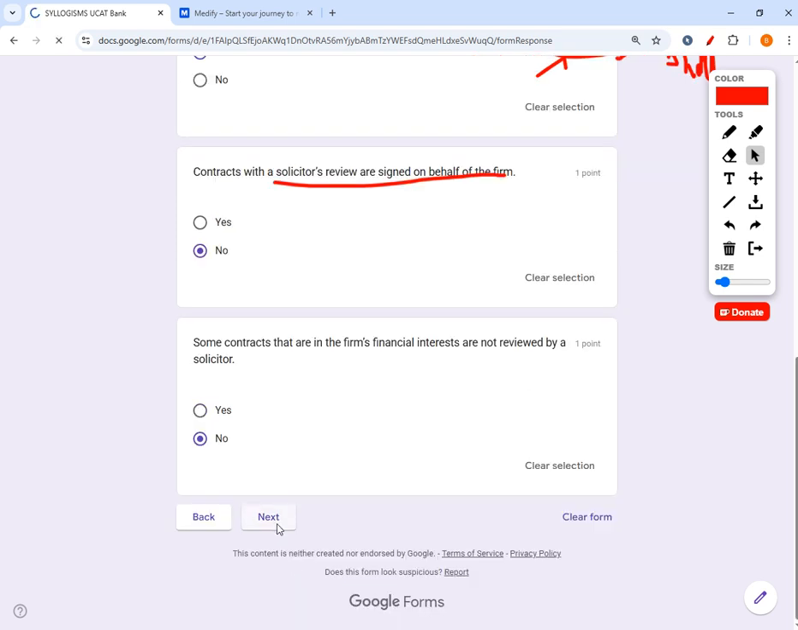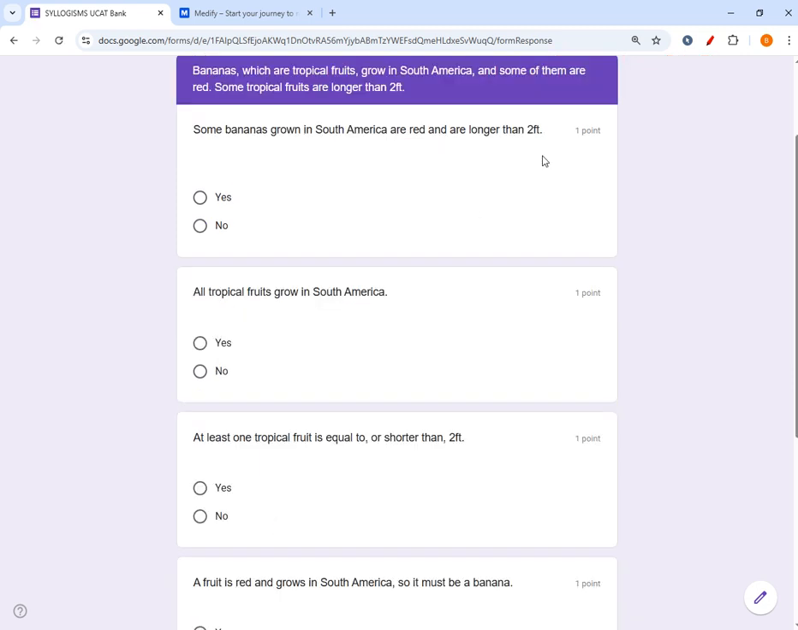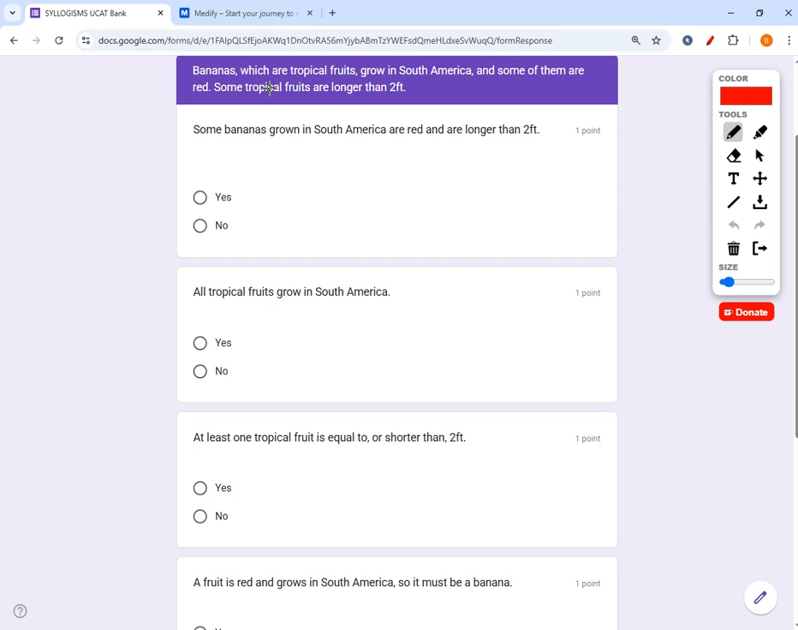Moving on quickly to our next question now. Banana forest are tropical forests. Oh, sorry, bananas which are tropical fruits grow in South America, right? So solid. Again, we've got this bananas, tropical fruits, which is bananas, grow in South America. Okay, grow in South America. Now, the word is some. Some of them are red.